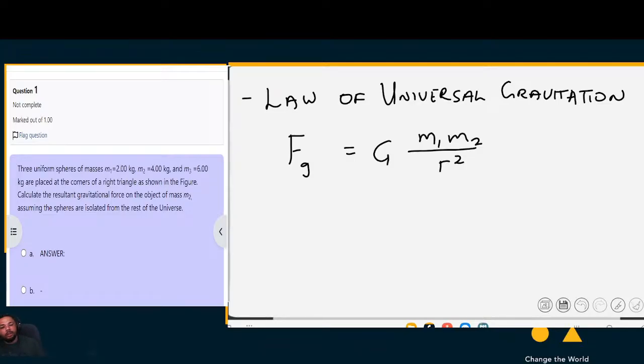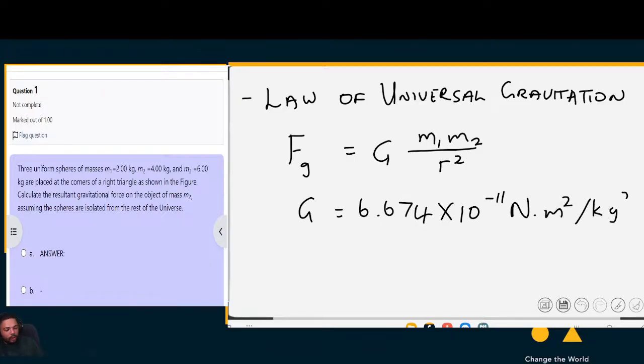So that is the universal law of gravitation, where G is equal to 6.674 times 10 to the power minus 11. We use this value, and the units are Newton meter squared per kilogram squared. So there we have the universal gravitational constant and the law of universal gravitation.